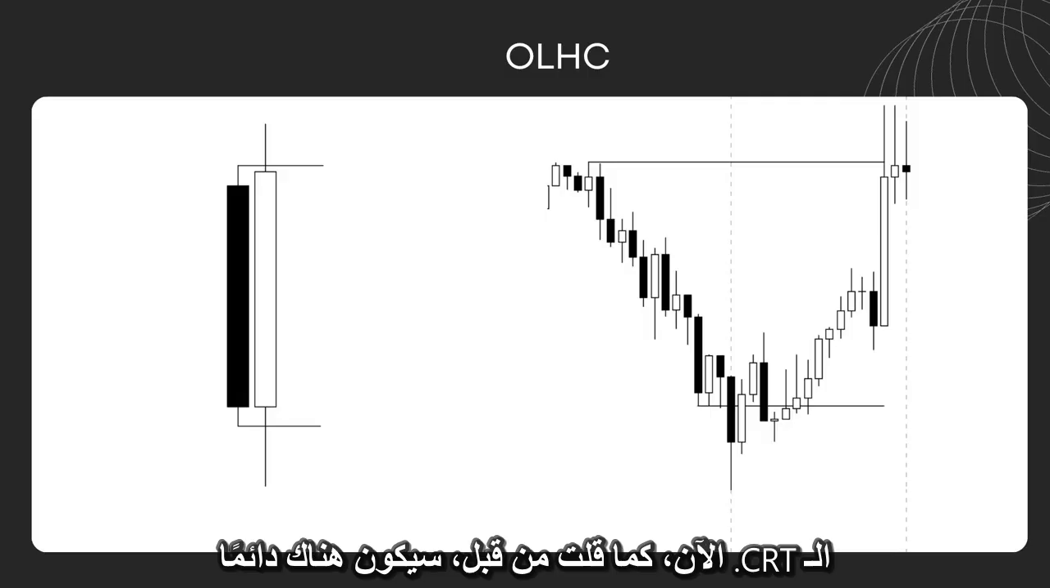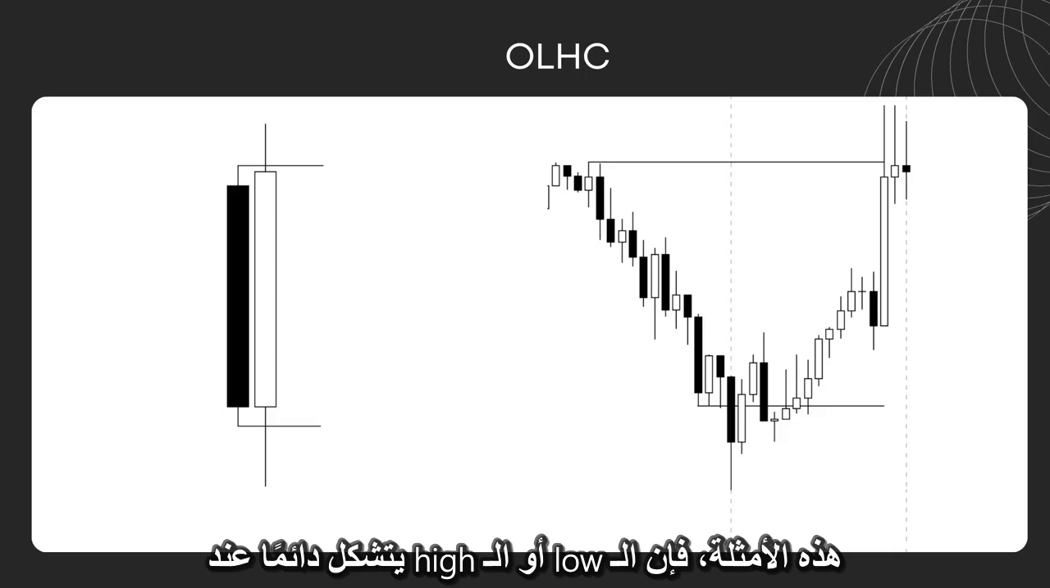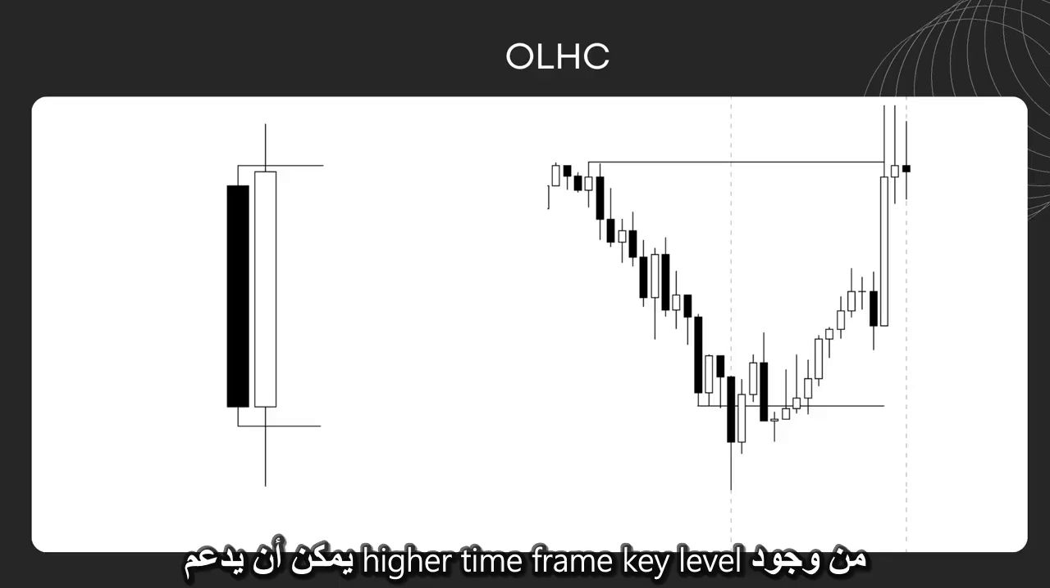Now, as I said before, there will always be a key level below or above these candles, right? So remember, when I'm showing you these examples, the low or the high is always formed at a higher time frame key level, right? So you must remember that. You must make sure that there is a higher time frame key level which can support price.